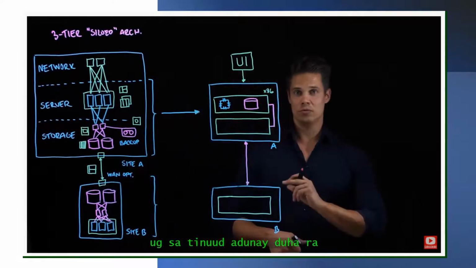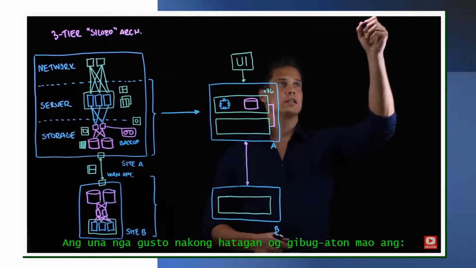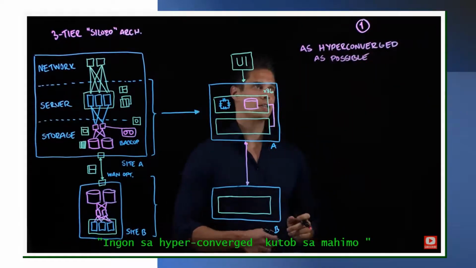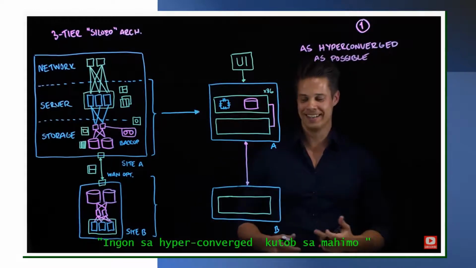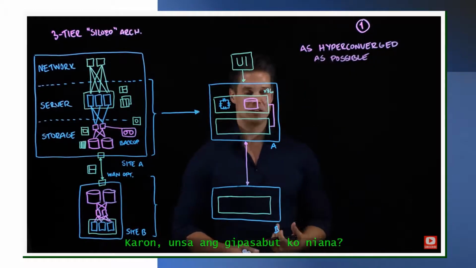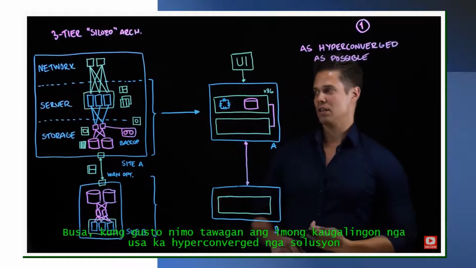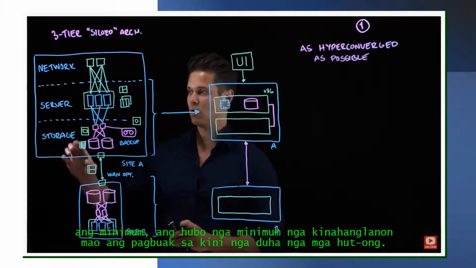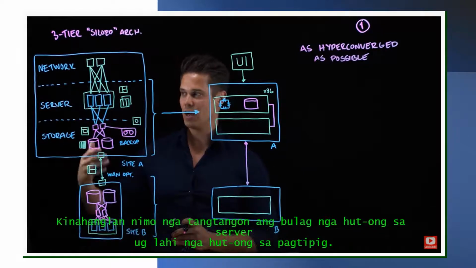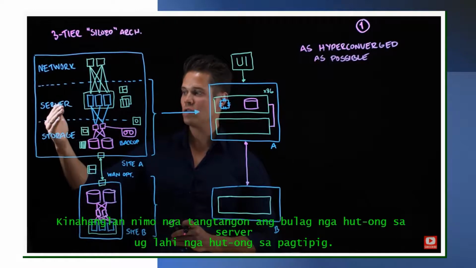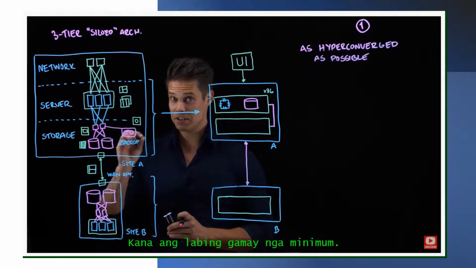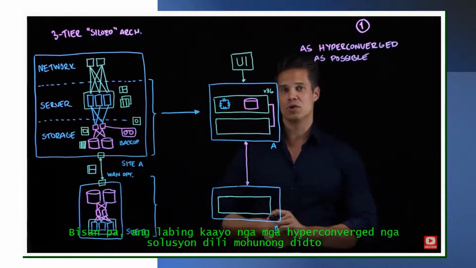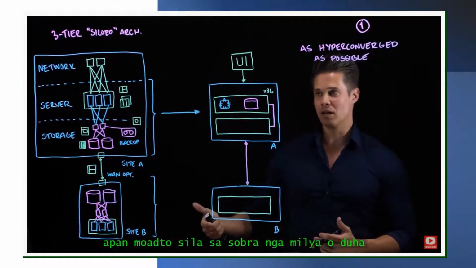And actually, there are only two. The first one I want to emphasize is as hyperconverged as possible. Now, what do I mean by that? So, if you want to call yourself a hyperconverged solution, the bare minimum requirement is to collapse these two tiers. You have to get rid of separate server tier and separate storage tier. That's the bare minimum.